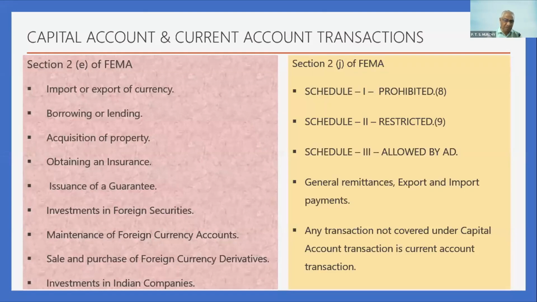Then obtaining insurance from a foreign company, it is a capital account transaction. Issuance of a foreign guarantee is a capital account transaction. Investment in foreign securities. Investment in foreign securities means, let us suppose I'm residing in India. I'm a citizen of India. I want to buy Apple shares. I want to buy IBM shares. Whenever I want to deal in foreign securities or shares, I can open a demat account on the foreign stock exchanges, maybe Nasdaq or whatever it is, and then I can deal in foreign securities. That is treated as a capital account transaction.